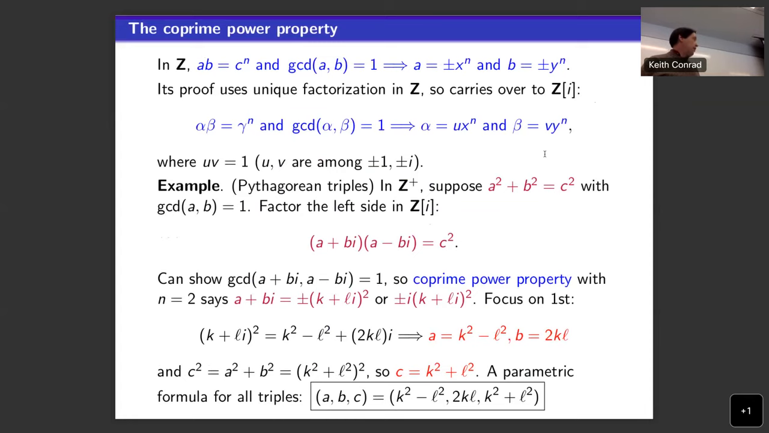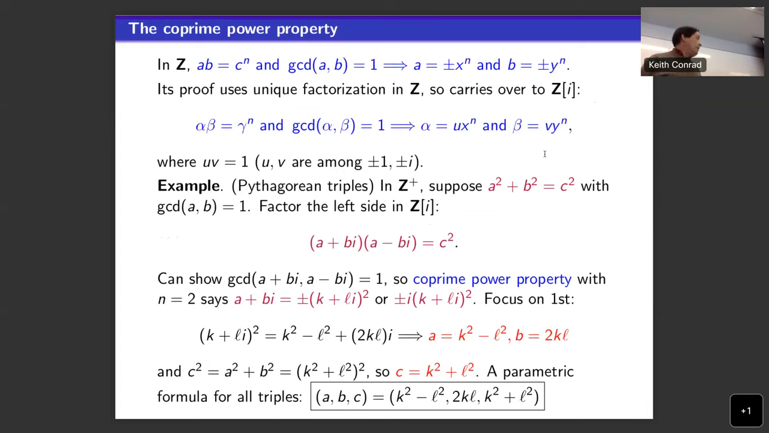If a plus bi is a square, write it as (k plus li) squared and expand them out. Then by looking at the sum of two squares, we get a real part and an imaginary part. And if we equate the real and imaginary parts with a plus bi, we discover a must be a difference of squares and b is 2kl.